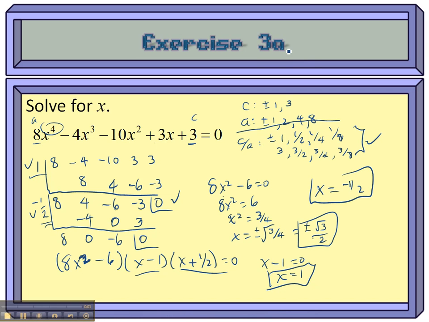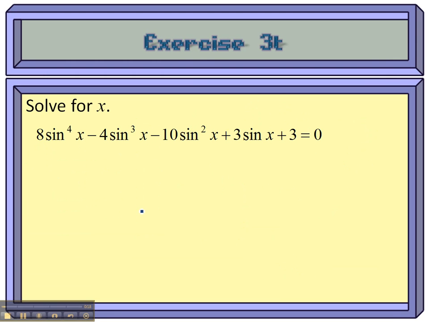What we just did on exercise 3A, the algebra side, is we had this equation. We had to use the rational zero test, figure out some possible rational zeros, and test them out with synthetic division. We're going to do the same kind of thing on the next one with trig, except it has the sine ratio. So this equation looks exactly the same. It's going to factor exactly the same way, except we're going to have the sines in it.